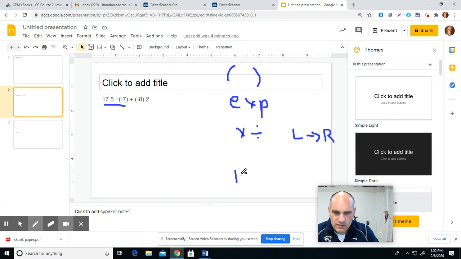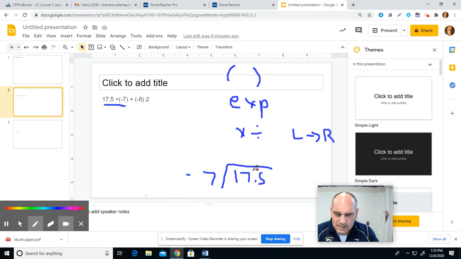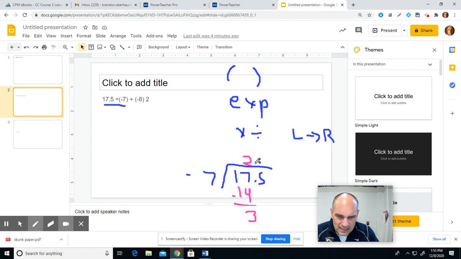All right, so let's see. I have 17.5, and I'm going to divide that by a 7. That's negative. All right, 7 goes into 17 twice. That's a 14. Subtract, I get 3. My decimal always goes straight up into my answer. Drop down my 5. 7 goes into 35 5 times with no remainder. So my answer to this division is 2.5. And remember the signs were different. So it's a negative 2.5.